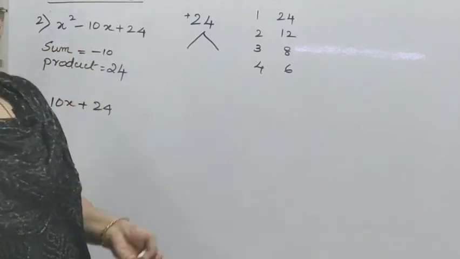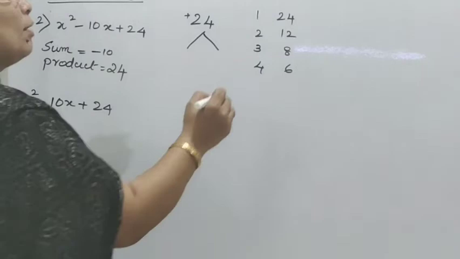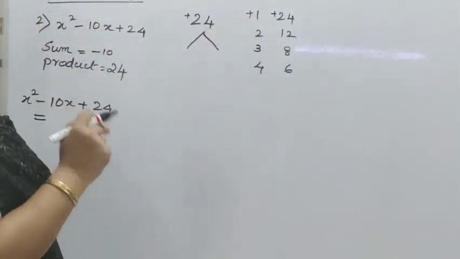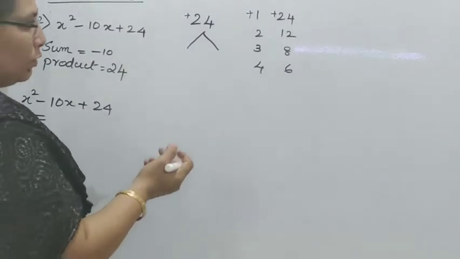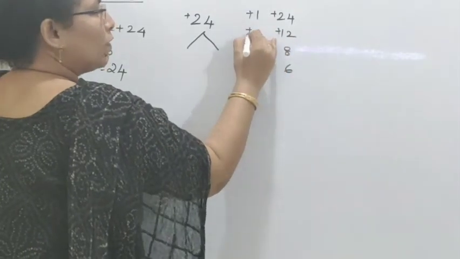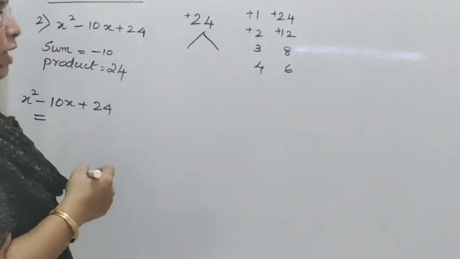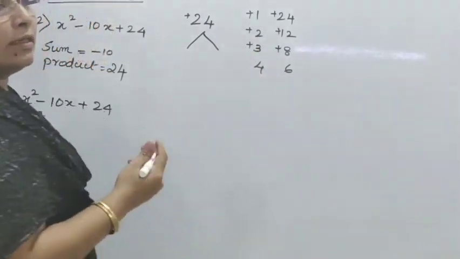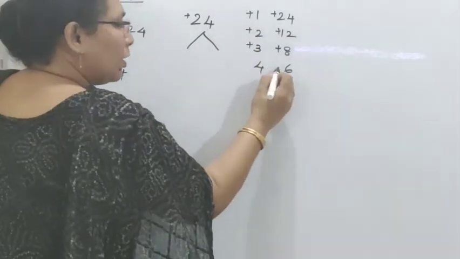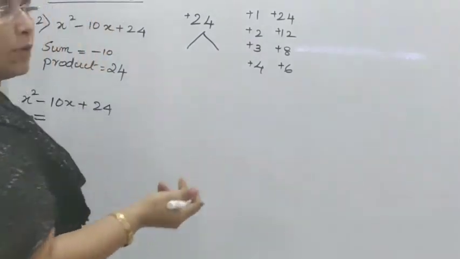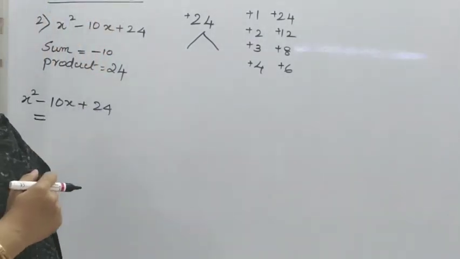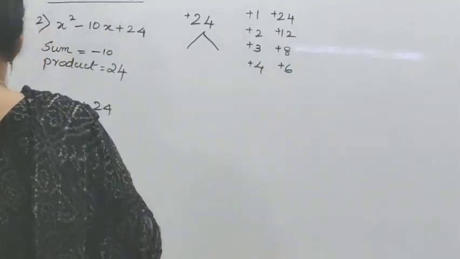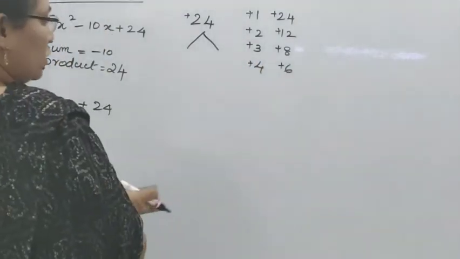So what should be the possible answer for the sum? If I put both plus, I will not get the middle term sum. 24 plus 1 is 25 only, so I cannot use it. When we add plus 12 and plus 2, we get 14, which is also plus only. 8 and 3 add to 11. And 6 plus 4, both plus, gives a plus only, but our answer is negative 10. So we change the signs to minus 6 and minus 4.